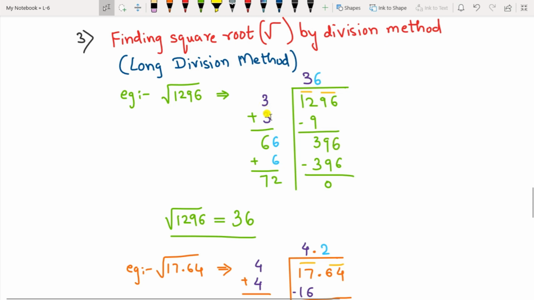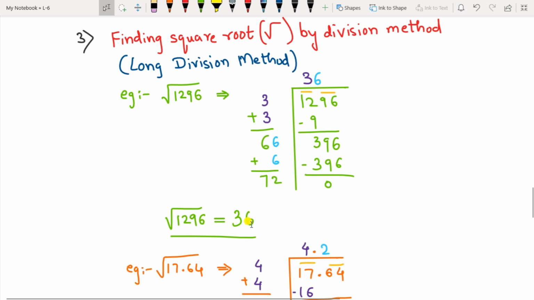Now add this 3 again to itself and it becomes 6. See the color, you can see how many times I have written 3 here. Then the total becomes 6. Now along with this 6 you have to multiply such a number that you get an answer near to this number or equal to this number. So in this question we can multiply it by 6. 66 6s become 396 and the quotient is also 6. So you write 6 here. The remainder now becomes 0, and if you add 6 here you get 72. So your answer is 36. So the square root of 1296 is 36.